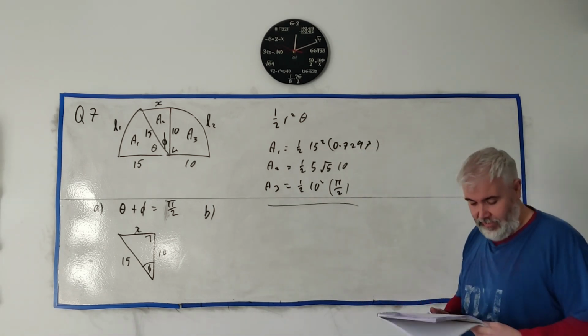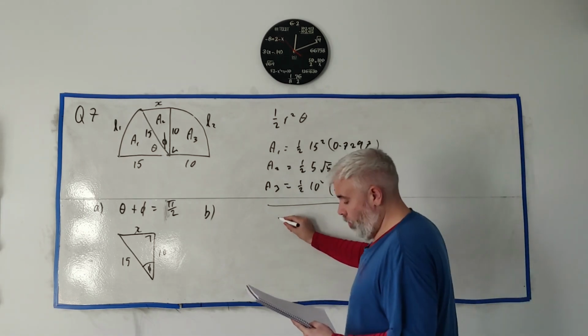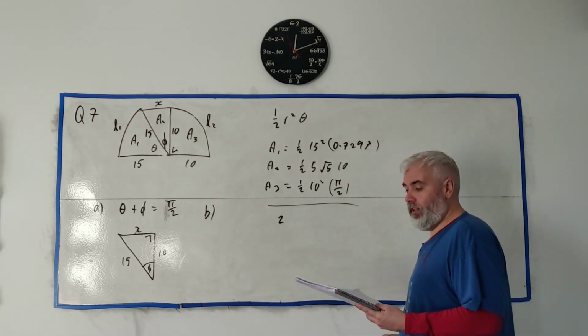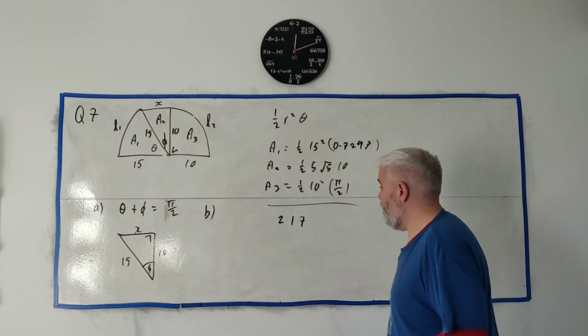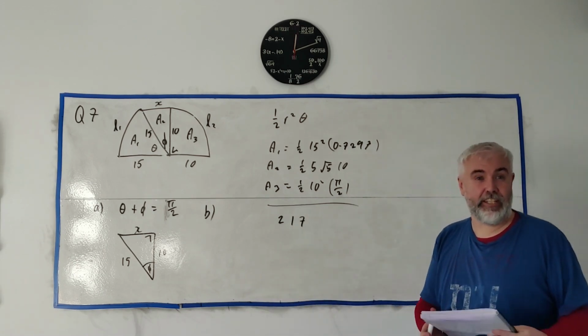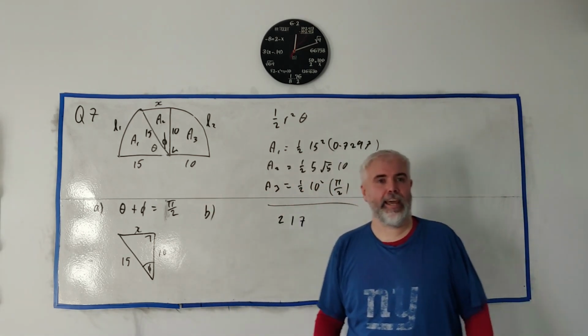And that's it. There's 7 marks for these two. You get 216.5325. 3 significant figures is 217. Okay, that's it for question 7.